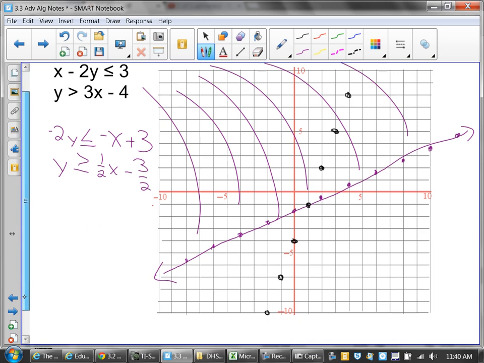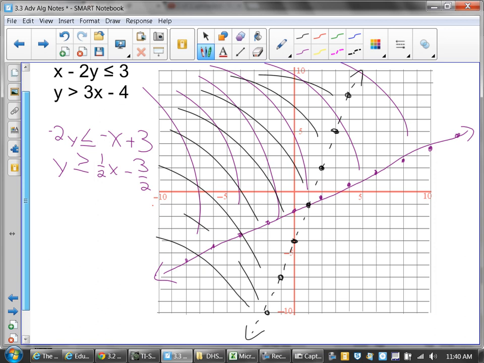All right. And then this one's a dotted. Is 0 bigger than -4? Yeah, I think so. And there's your double shaded region. Double shaded. Not so scary.